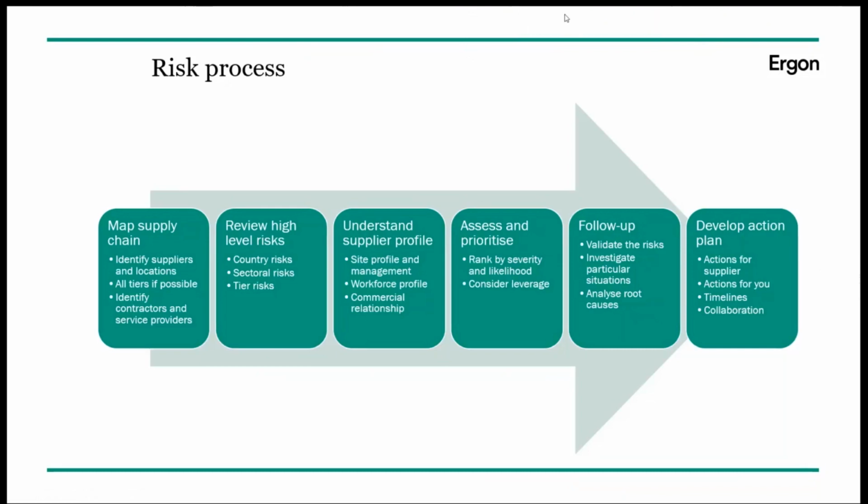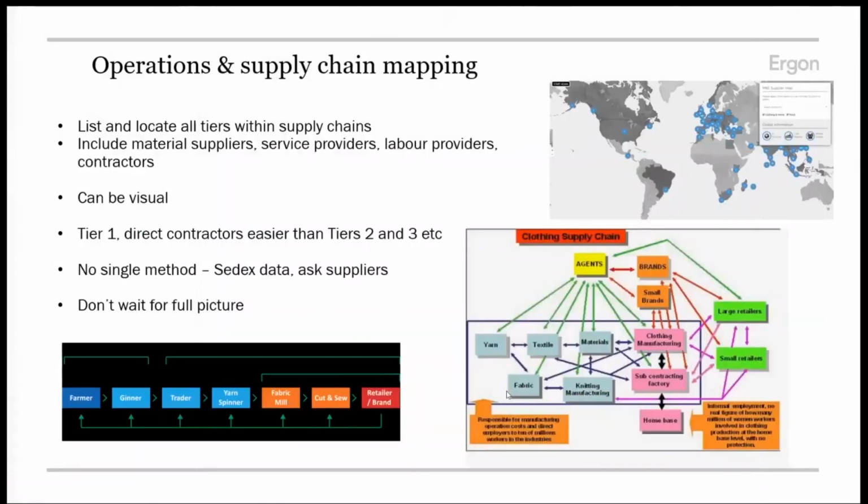So the first element of that was about understanding what you're buying, where you're buying, who's supplying, mapping your supply chain. I'm not going to say too much about this. I'm sure most of you have either done it to a greater or lesser degree or are grappling with issues about mapping. It can be very complex if you've got ingredients, components, multiple tiers of a supply chain.